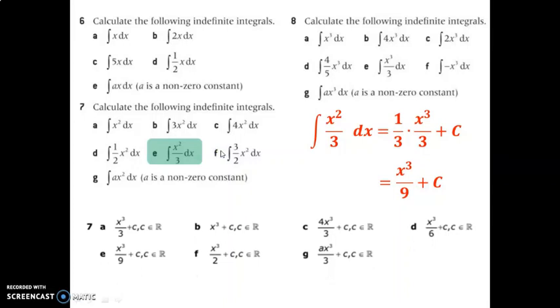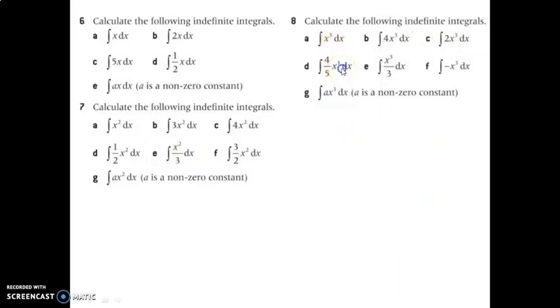And now check your work for those. Hopefully, again, after a couple, the pattern was clear and you're working quickly through these. And number 8. Now the powers are all powers of 3. 3rd power, cubic. All right, let's do D together.